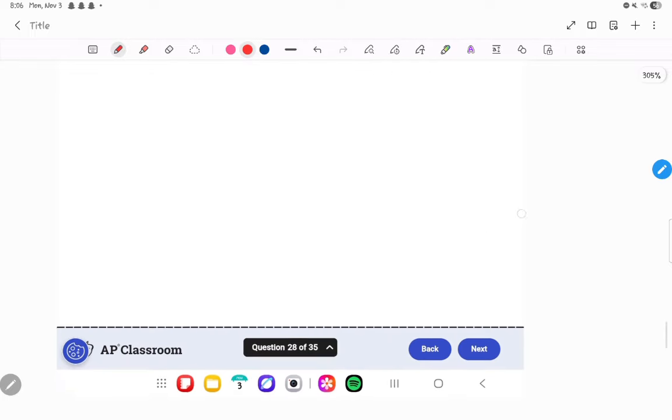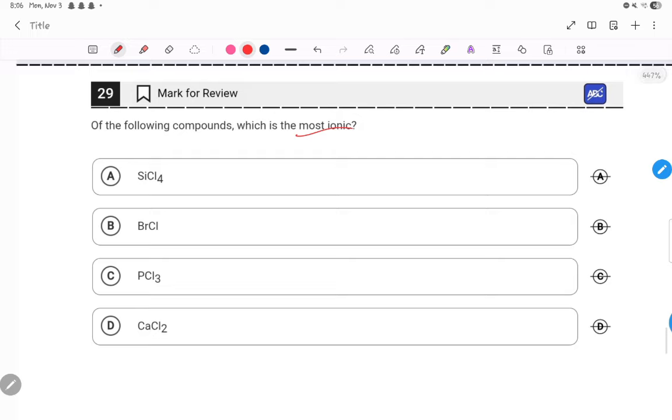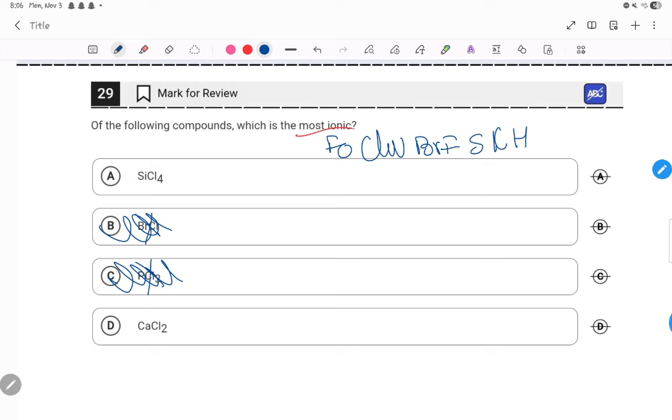Which of the following is most ionic? How do we find that out? We need to take the electronegativity. So just follow, right? And what you're going to cancel out first is the non-metal with non-metal. So you will cancel out these because they're non-metal, non-metal. Now you're left with SiCl4 and CaCl2. Now Si is considered more of a non-metal than a metal, so that's why we will not consider it. So definitely the most ionic is going to be a metal with a non-metal, which is CaCl2.